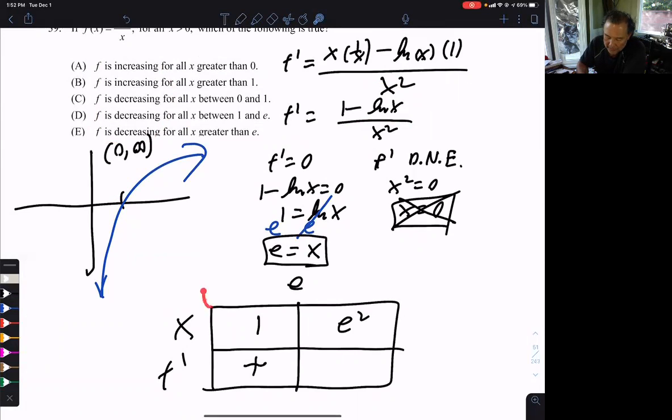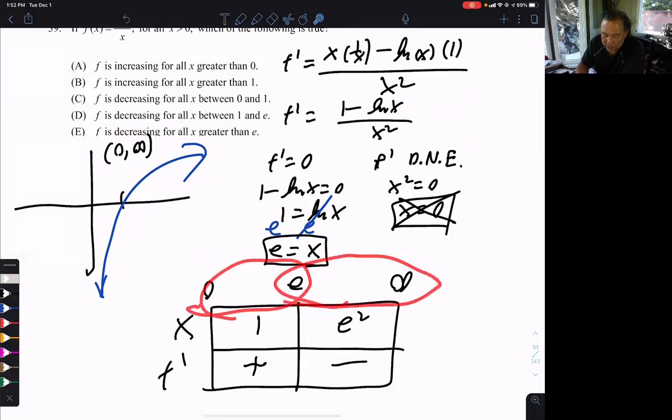So what do we know? Between 0 and e, the function is increasing because the derivative is always positive. Let's plug in e squared. You'll see why e squared is beautiful. If I put e squared, ln and e cancel, and I get 2. 1 minus 2 is negative 1 over e to the 4th. That's going to be negative. So I know it's decreasing after e. So increasing from 0, because the domain starts at 0, to e, and decreasing from e to infinity.